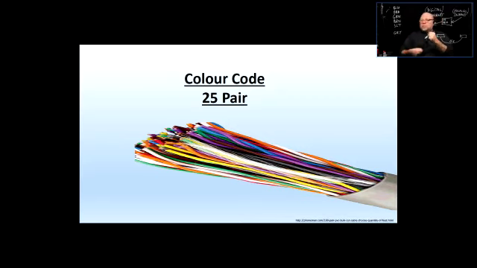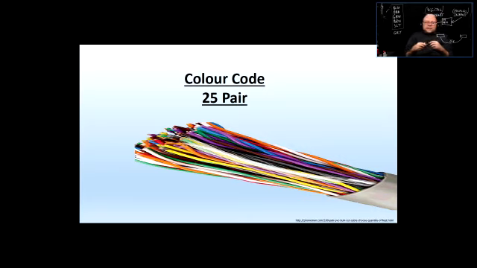So each group contains those designation colors. Each group has 5 designation colors: blue, orange, green, brown, slate. The first ones you know: blue, orange, green, brown. Just have to remember slate, which is the gray. And there are 5 groups: white, red, black, yellow, violet.